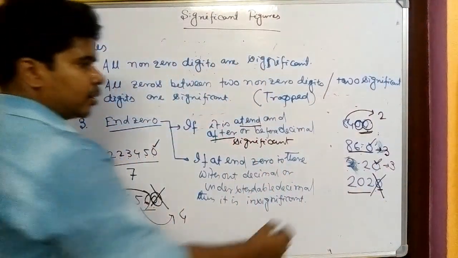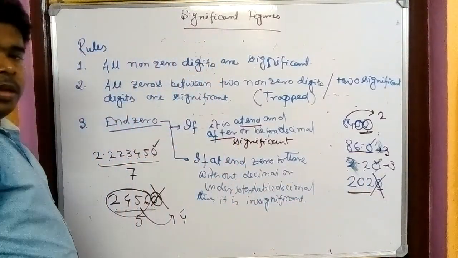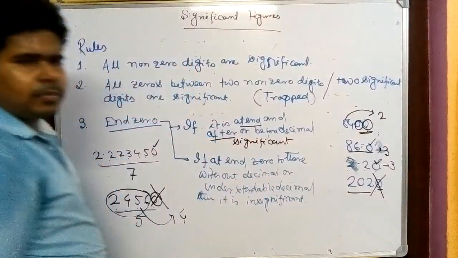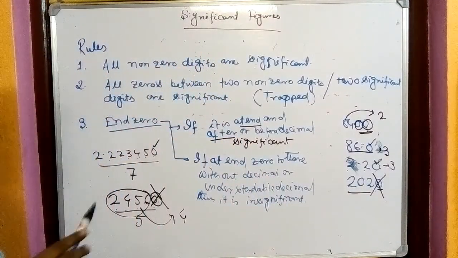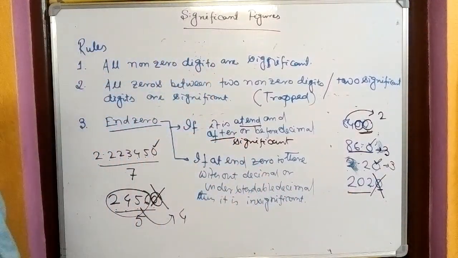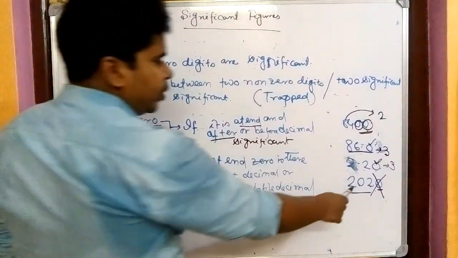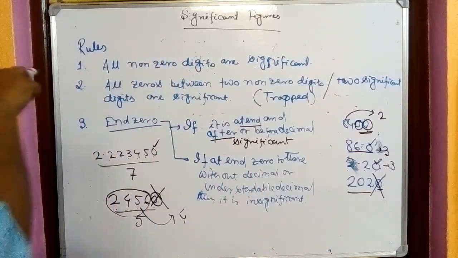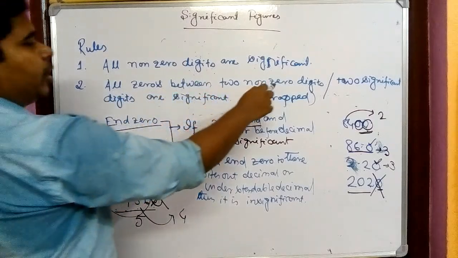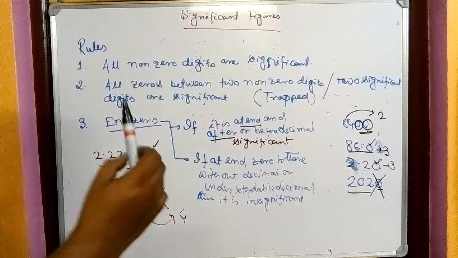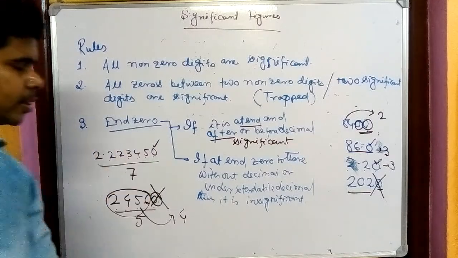Now you may ask, sir, what about this 0? If it is insignificant, you see 2 and 2, these are significant and non-zero. Definitely it will be significant, because in point number 2 it is told that all zeros between two significant non-zero digits are significant. Okay, now let's see another example.